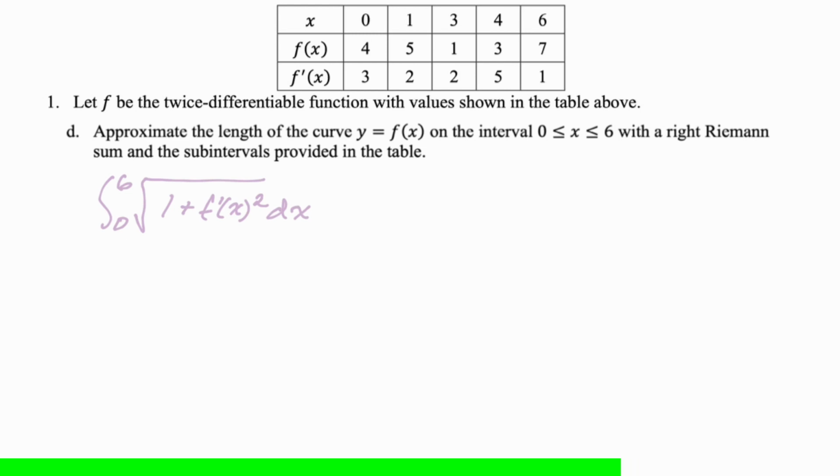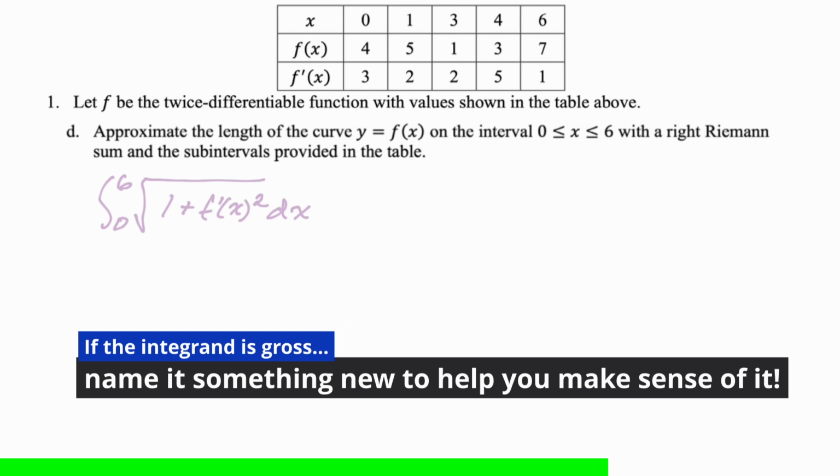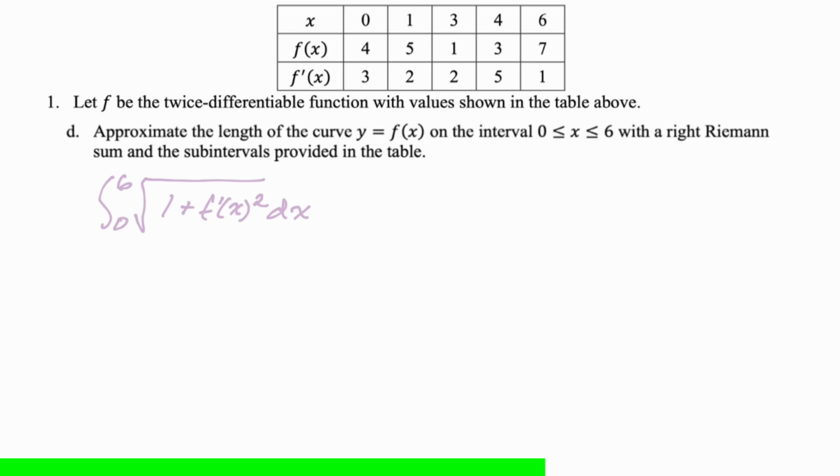I find that it's easier for a lot of people to redefine the square root of 1 plus f prime squared. So what we want to do is define a new function. We're going to say let g of x equal the square root of 1 plus f prime squared. And we can add a row to our table. I don't have space, so I'm just going to do it kind of here.